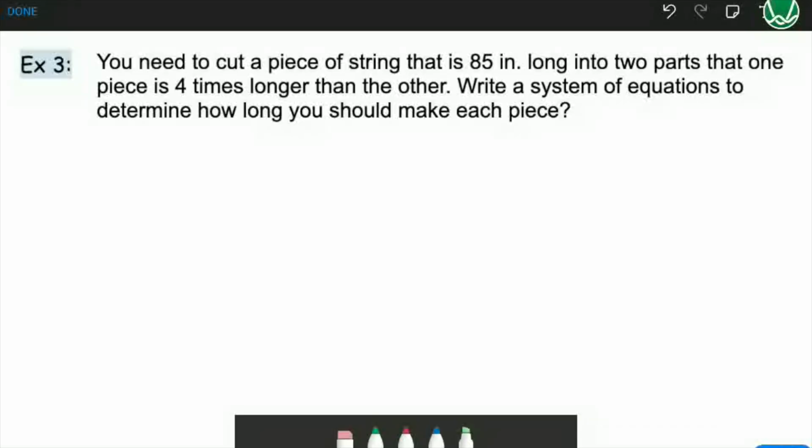In this example, we need to cut a piece of string that is 85 inches long into two parts. One piece that is 4 times longer than the other. Write a system of equations to determine how long you should make each piece. So, basically we just have two pieces, and since we don't have anything special about either piece, x and y are just the two separate pieces.